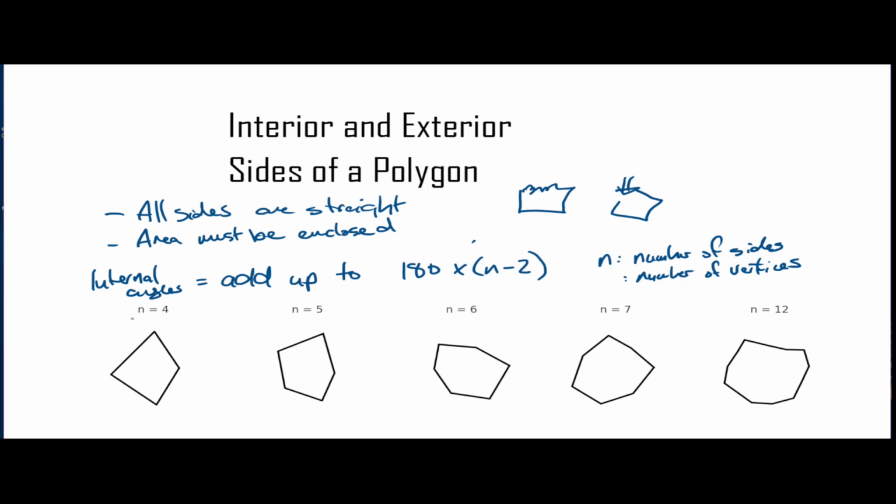So I've done a few here. This one is a 4-sided polygon, 5-sided, 6, 7, and 12. So the internal angles means this angle here, plus this angle here, plus this angle here, plus this angle here. They would all add to n minus 2 times 180, which is 4 minus 2 times 180, which is 360 degrees.